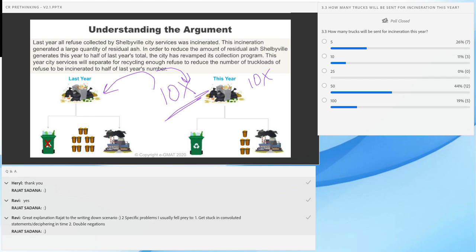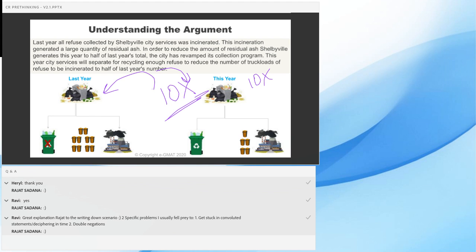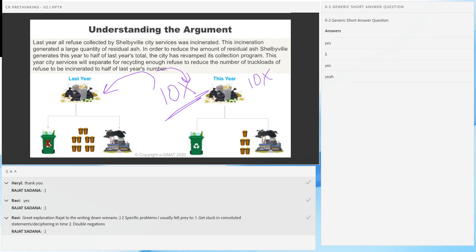And broadcast the results. As you can see, 17, 20, 24, 27 people responded. The correct answer is just 5 trucks. And only a quarter of you got this right. Why is it just 5 trucks despite 10 times as much refuse?